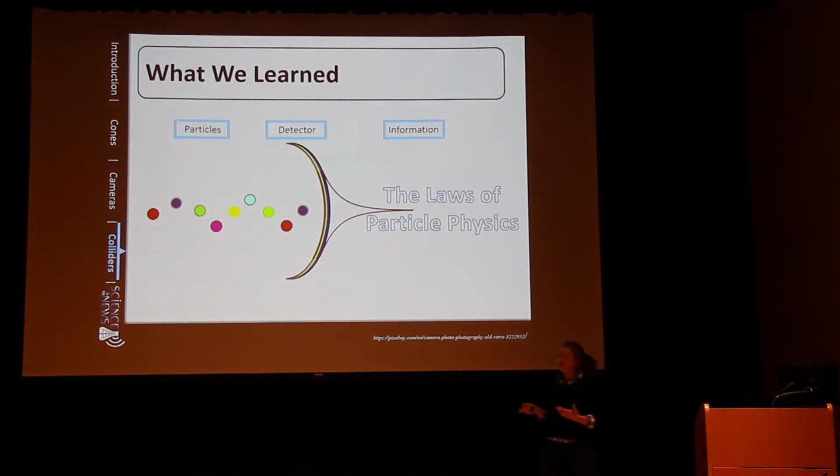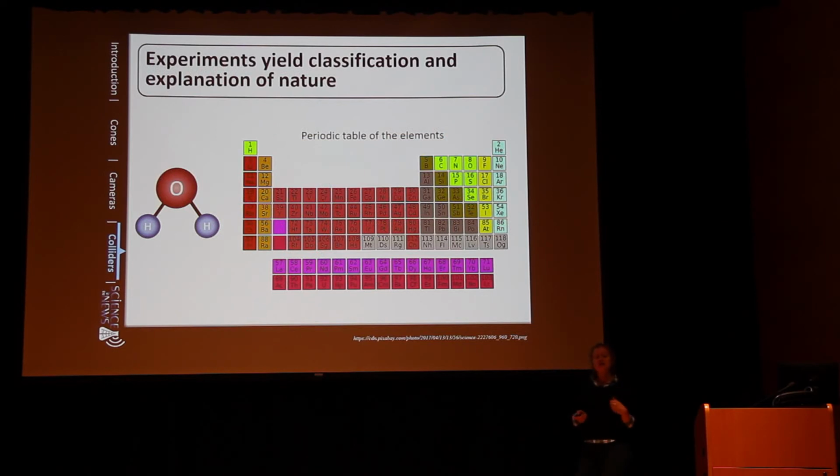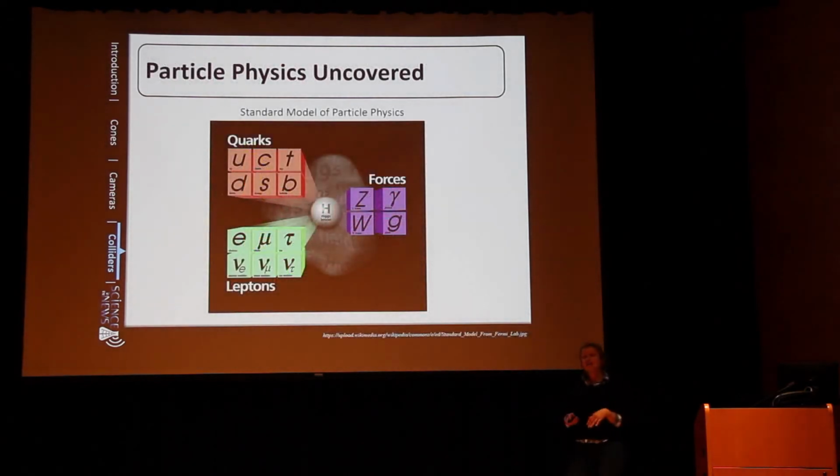So we've learned by using these detectors how an explosion of particles can give us the laws of particle physics, the laws of the universe at the smallest scale. So thinking back to atoms and molecules, chemistry experiments allowed us to make the periodic table of the elements, which classifies all the atoms of everything around you. Analogously, the standard model of particle physics classifies all the particles that make up atoms themselves. The standard model contains the particles as well as the rules that the universe follows at the smallest scales.